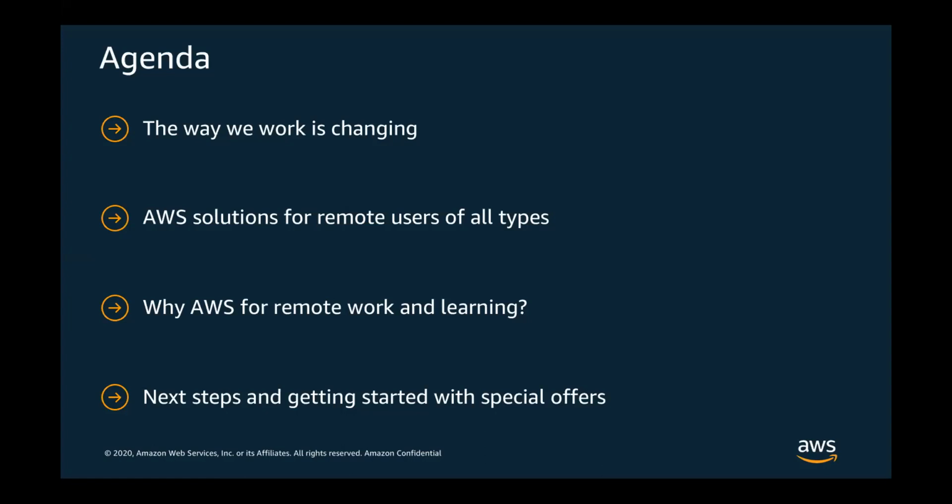So a lot of these things that we're doing, we obviously work with our customers to implement so that you can be successful and scale and be agile in this new normal. We'll also focus on the services and solutions that AWS can bring to bear to support remote users of all types. We'll talk about why AWS for remote work and learning. And then we'll go through a brief demonstration and close things off with some next steps and some special offers that are available right now to help you get started.